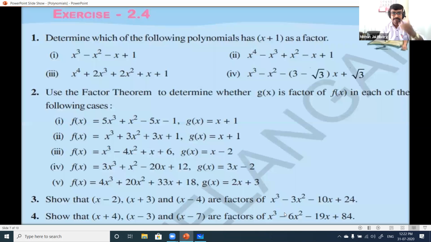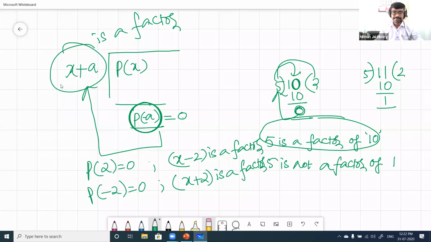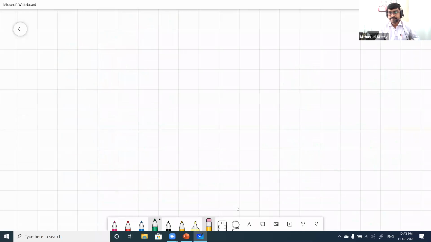Now I'm going to take the first question onto the board. Let me clear the canvas. Now, exercise 2.4, we are starting.